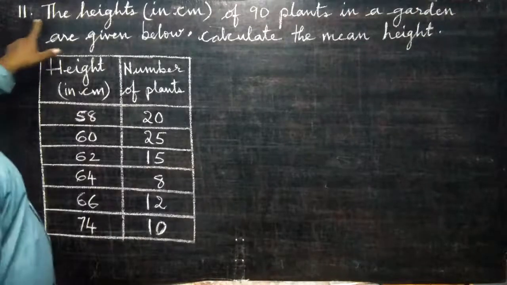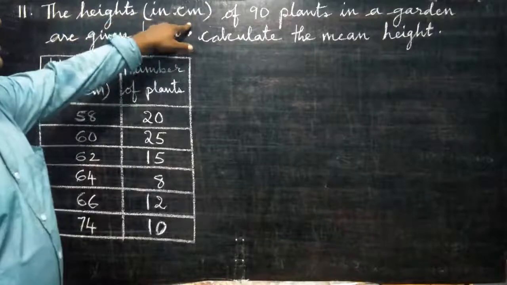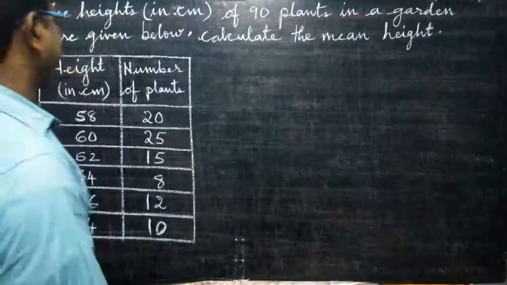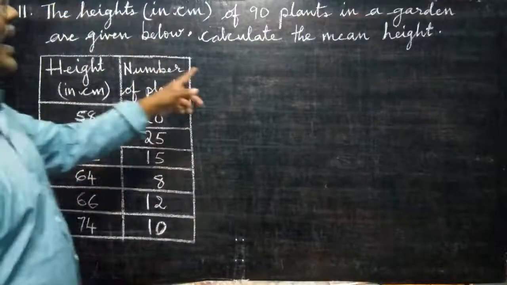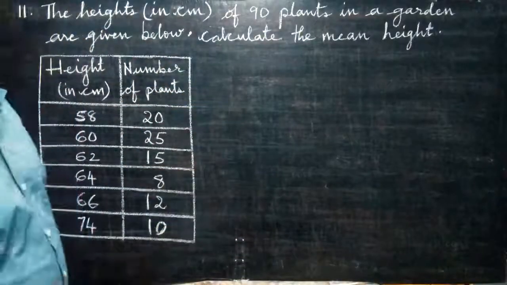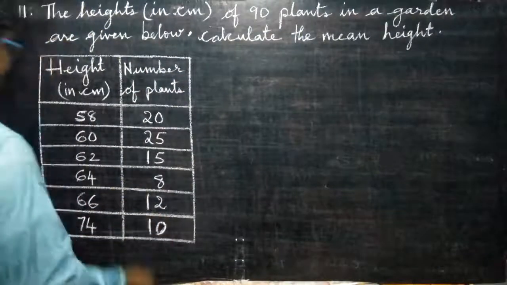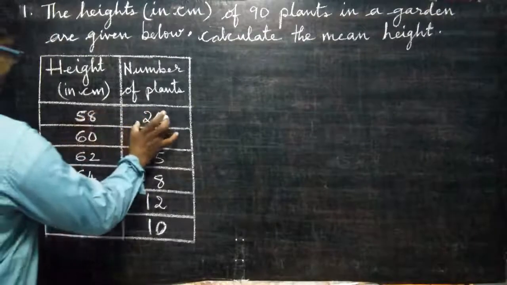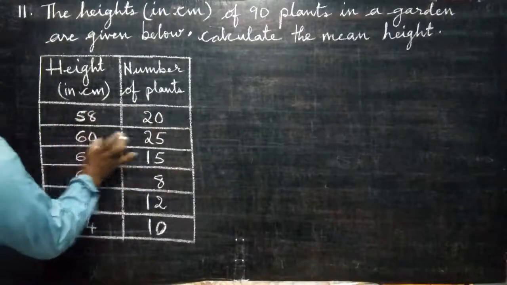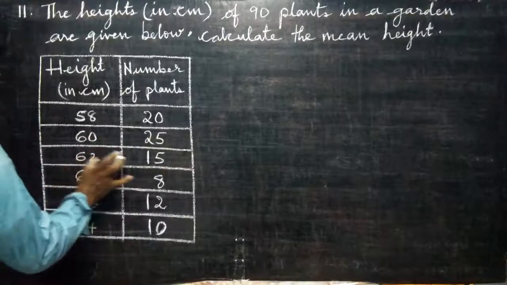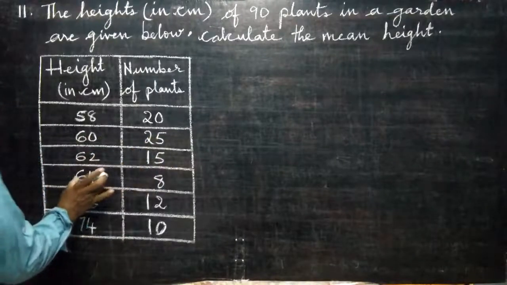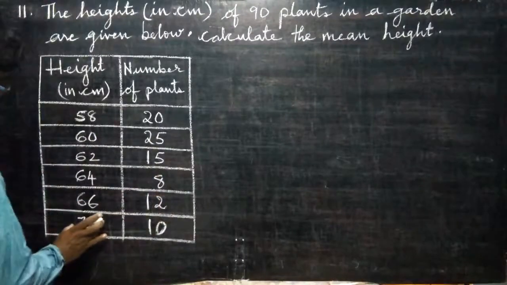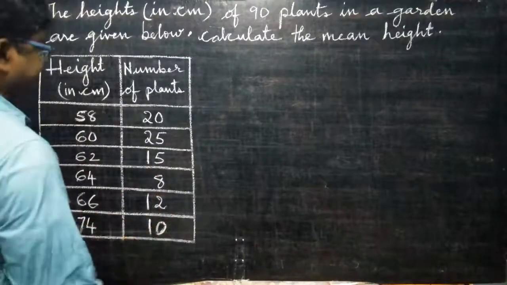Now 11th problem. The heights in centimeters of 90 plants in a garden are given below. Calculate the mean height. They have given in centimeters. 58 centimeters plants, how many are there? 20. 60 centimeters, 25. 62 centimeters, 15. 64 centimeters, 8. 66 centimeters, 12 are there. 74 centimeters, 10 are there.